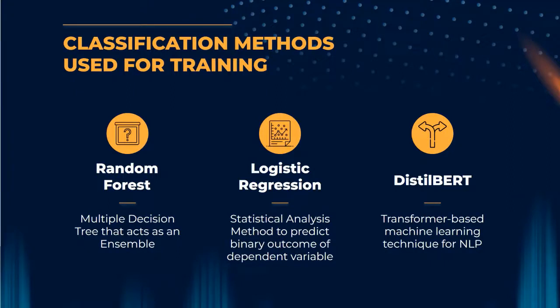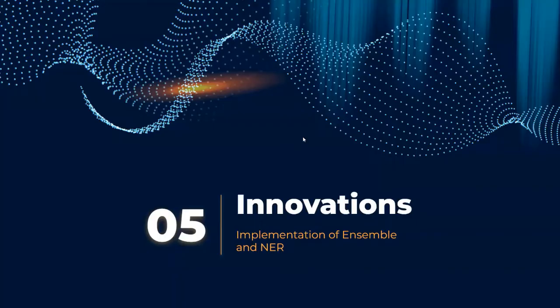And lastly, we used Distilbert, which is a transformer-based ML technique, so that we're able to get a high performance and greater speed. Since we had to deploy our model for live performance, speed was absolutely crucial.